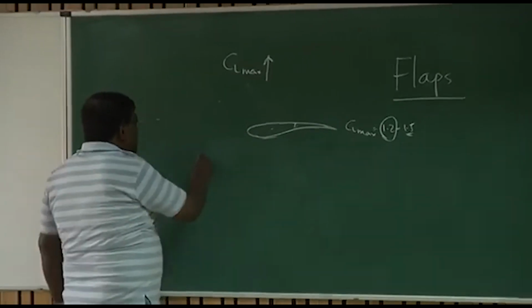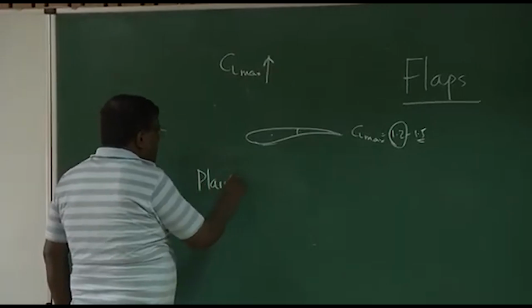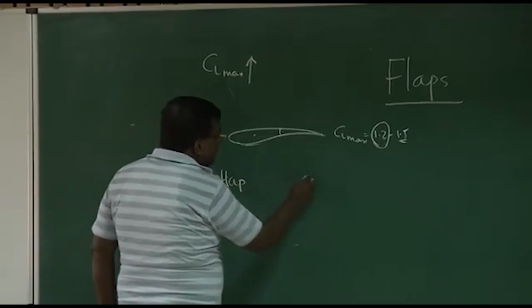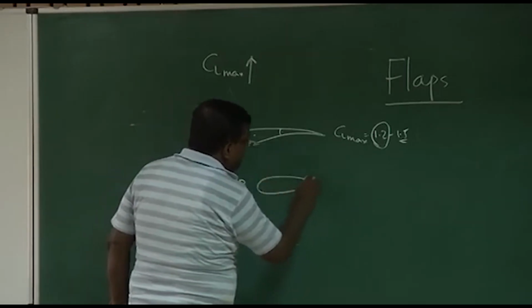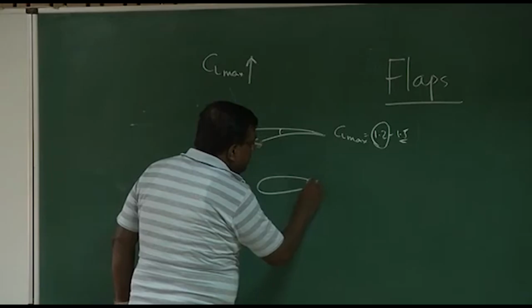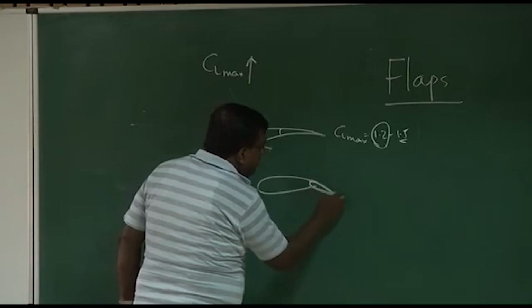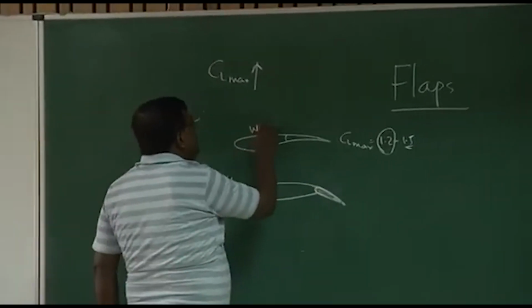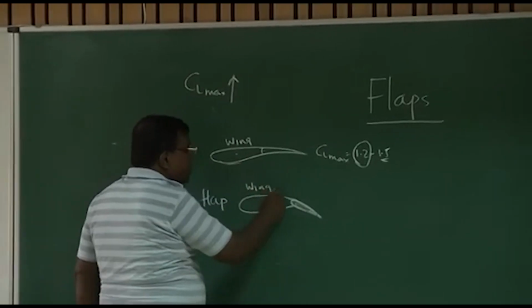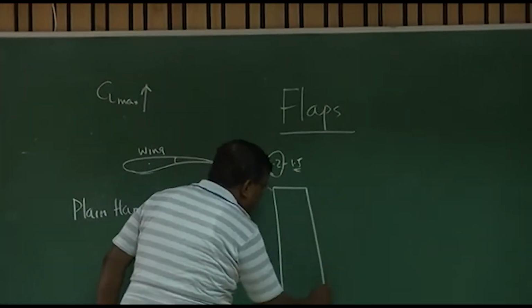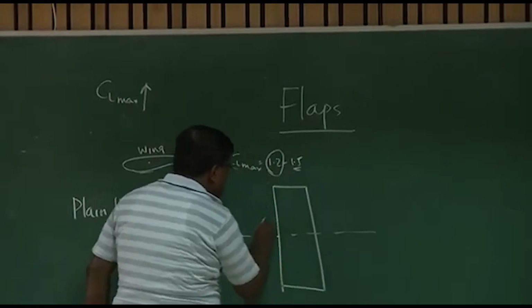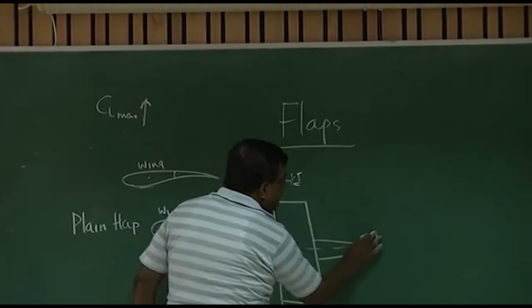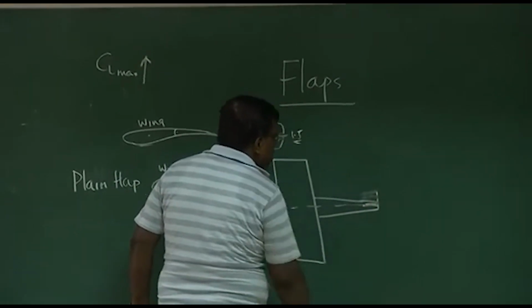Now, there is a flap which is nomenclatured as a plain flap, which is nothing but the same aerofoil, and then this portion can go down. Please understand, this is the wing. Okay? If I draw the top view, this is the wing, center line. Let's say this is the fuselage, this is the tail here. The tail here, okay?